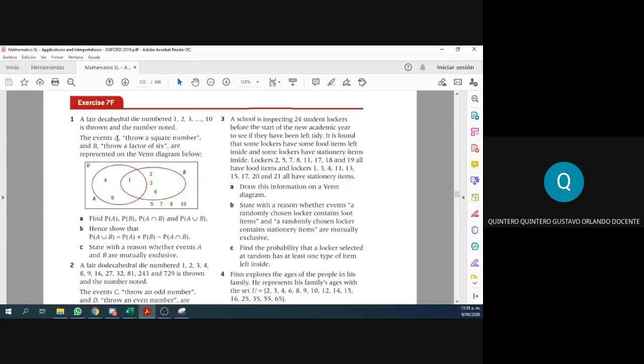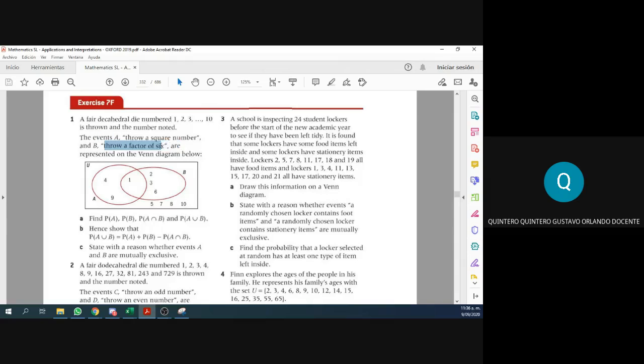An example of event A will be getting a 2? No. A 2 is not a square number, so 2 is not a good example of event A. Remember, square numbers are numbers that are the result of raising another number to the second power. So for example, 4, 9, 25, 16, 49. Those are 2 to the second power, 3 to the second power, 4 to the second power, 5 to the second power. Those are square numbers.